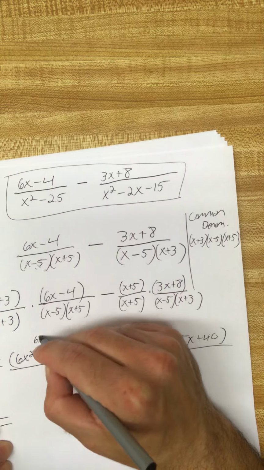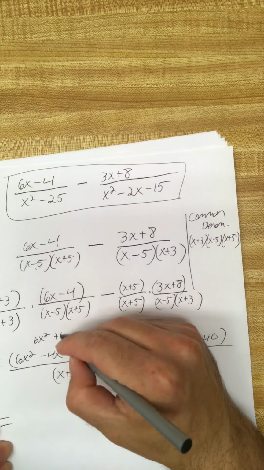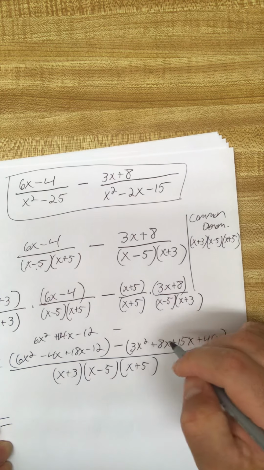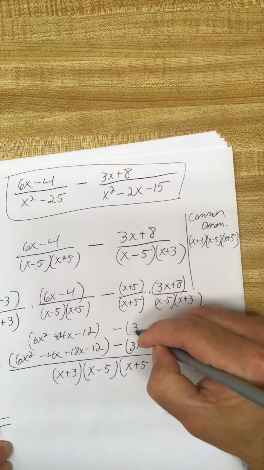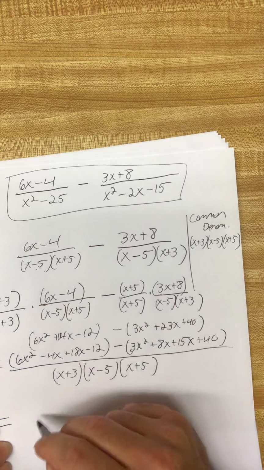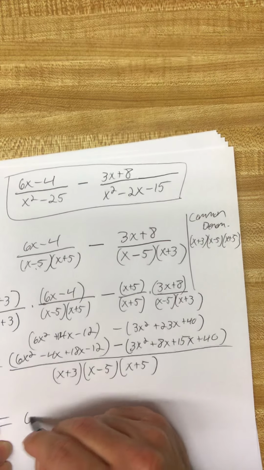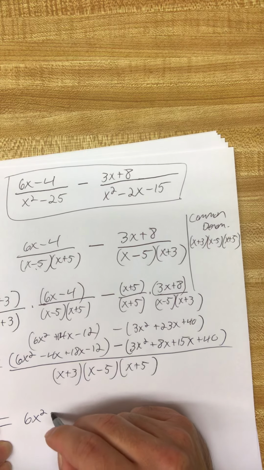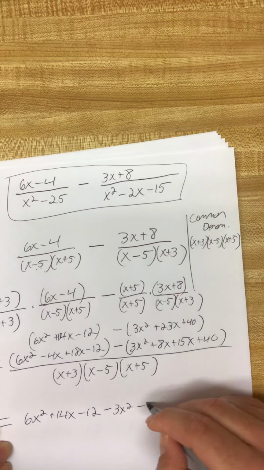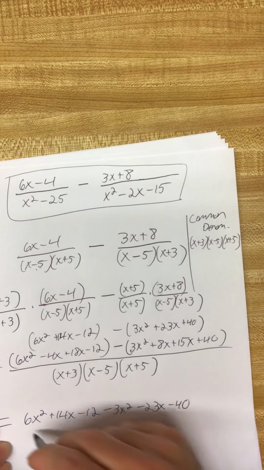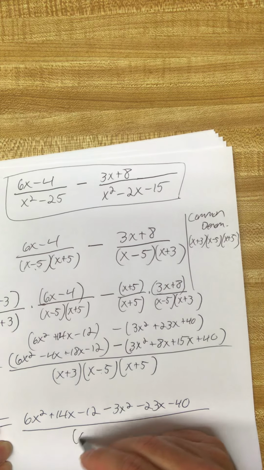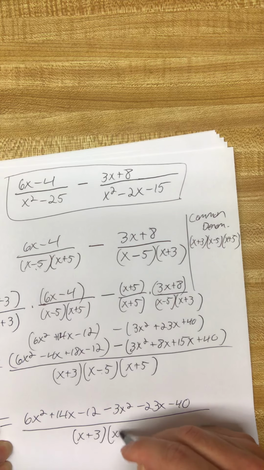So again, this numerator is going to be 6x squared plus 14x minus 12, just trying to save a little bit of work as far as rewriting everything, minus 3x squared plus 23x plus 40. So let's write this all out: 6x squared plus 14x minus 12 minus 3x squared minus 23x minus 40, all divided by, and let's start to simplify this denominator. (x - 5)(x + 5) is going to be x squared minus 25.